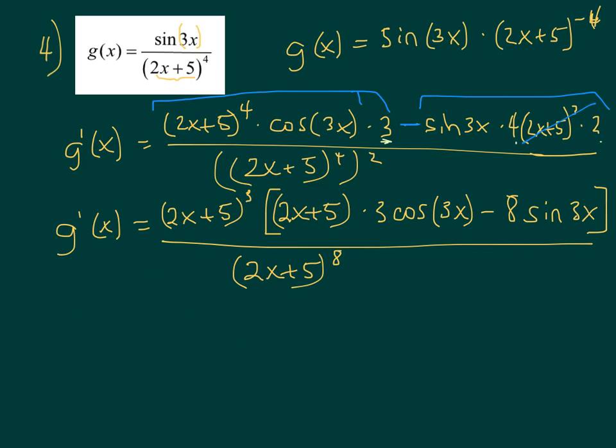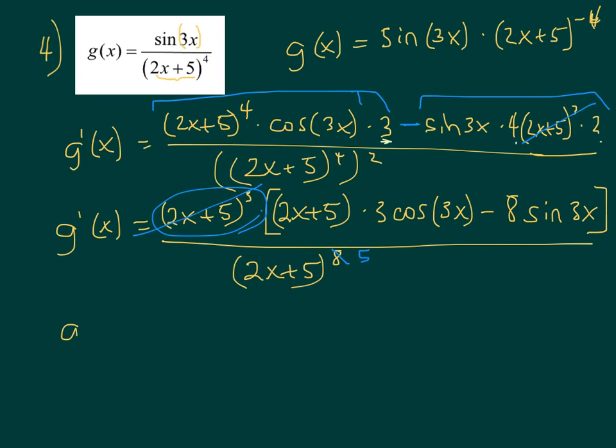Okay, now the reason why this is helpful that we were able to factor that 2x plus 5 to the third out on the top is now, because it's a factor and it's multiplying times this big bracket, I can go ahead and cancel out 2x plus 5 to the third with 2x plus 5 to the eighth. So I'm going to go ahead and cancel that out on the top and decrease my 8 by 3 in the denominator, and so it would be to the fifth.